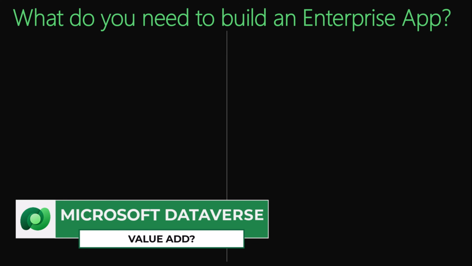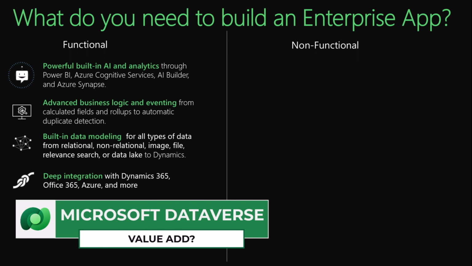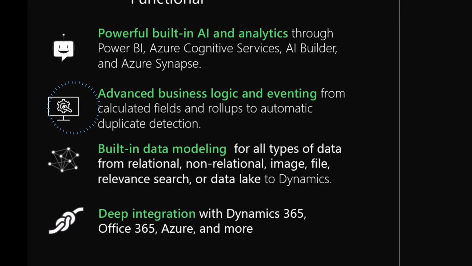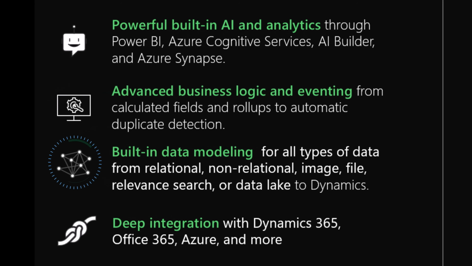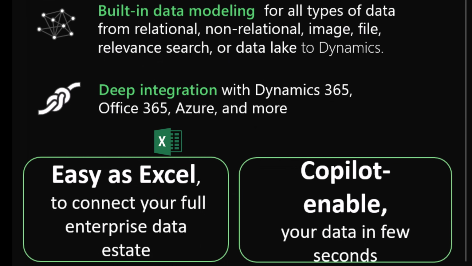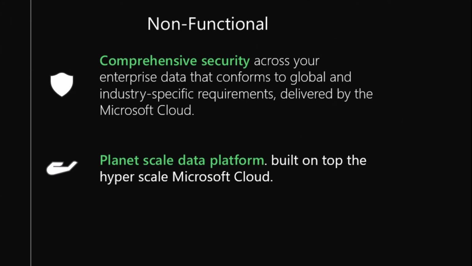What do we need to build an enterprise app? We are in the age of AI. We need powerful built-in AI capabilities and analytics. We need advanced business logic and eventing. Built-in data modeling capabilities allow us to work with any type of data. Deep integration capabilities with other areas of Microsoft 365. It should be as easy as Excel, where I can simply connect to my enterprise data. And with Copilot's assistance, I should be able to build this application quickly. All of this with enterprise-grade security and the ability for the platform to scale.